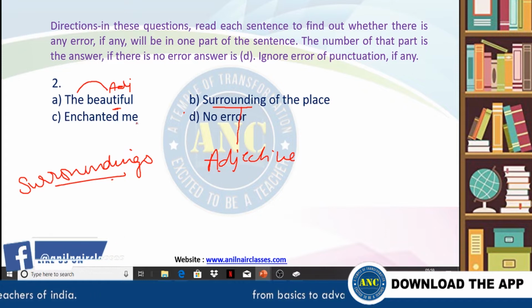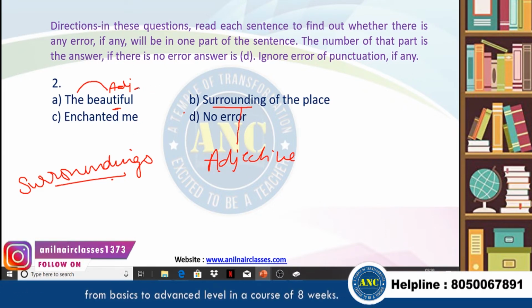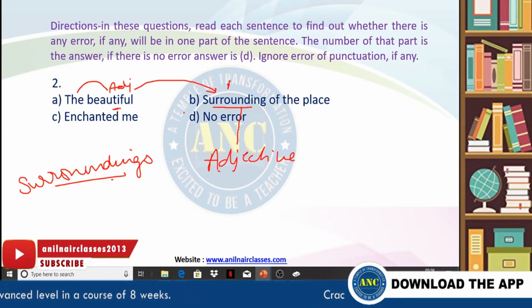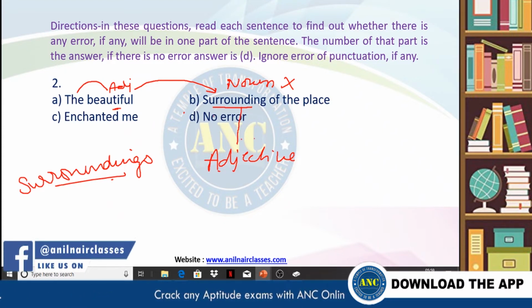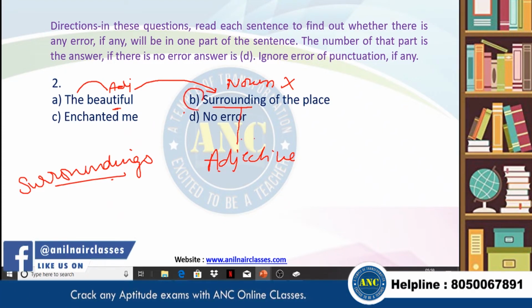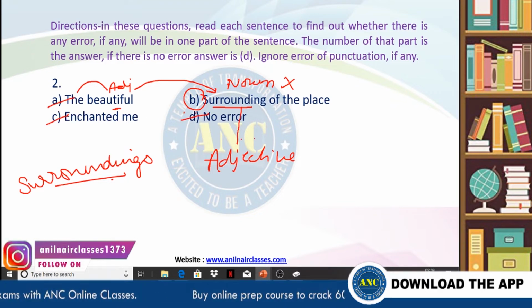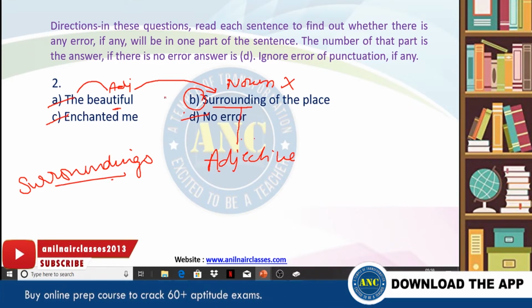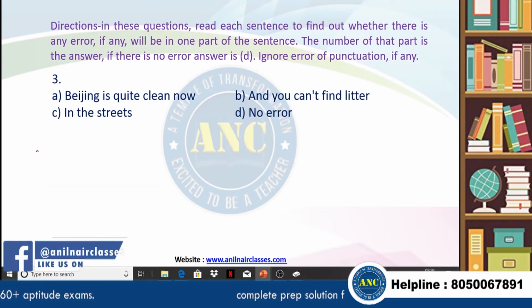So surrounding is an adjective. Surroundings is a noun. The beautiful. Beautiful is an adjective. Immediately after the adjective, I need a noun. So here this is not a noun. This is an adjective. Because it is not a noun and it is an adjective, this B is an error over here. I can get rid of A, C and D easily. Check for each and every answer choice. Clear? My answer is B. Let's move ahead to the next slide.